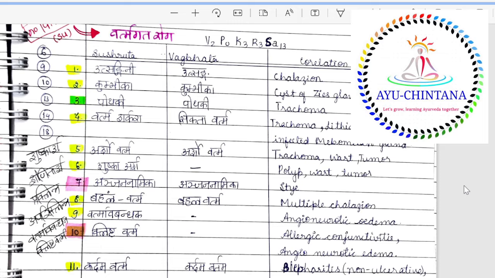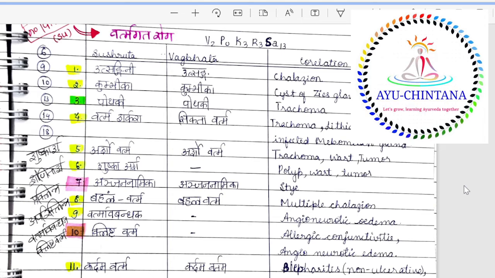Okay. So now coming to the Sadhya Sadhyata. In the first five, Utsangini is Sadhya, Kumbhika is also Sadhya, Pothaki is also Sadhya, Vartma Sharkara and Arsho Vartma. All the five are Sadhya Vyadhi.